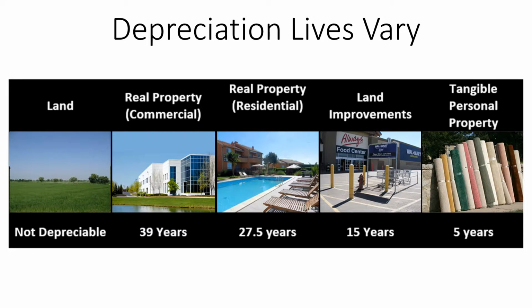Depreciation lives permitted by the IRS vary according to the type of asset. Land, of course, is not depreciable at all because it doesn't wear out. However, real property does, and it's considered to have a 39-year life by the IRS, unless it's residential, and as I said, that has a 27.5-year life for tax purposes. Now, it's important to know that the IRS recognizes different types of assets, including two very important ones for cost segregation purposes, one being land improvements, which are considered to have a 15-year life under the tax law, and tangible personal property, which is considered to have a 5-year depreciation life.